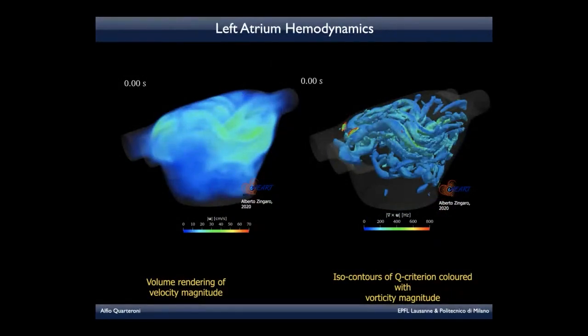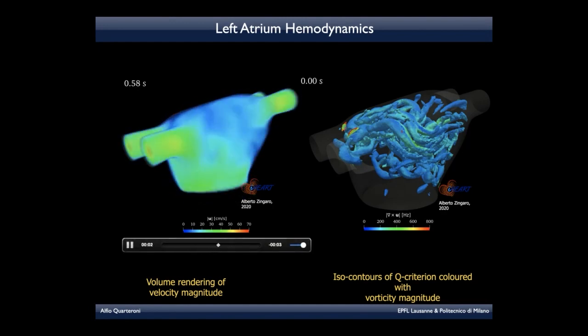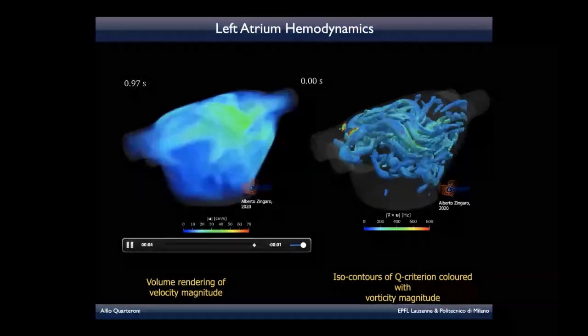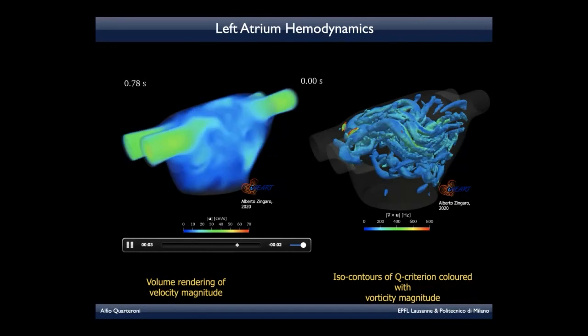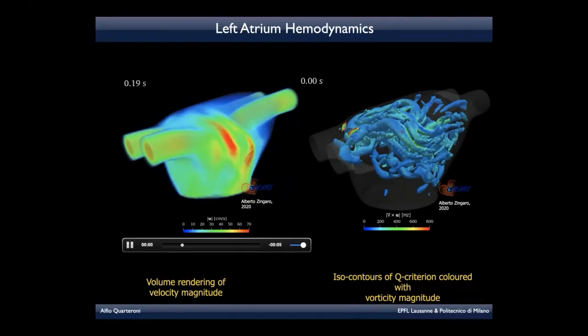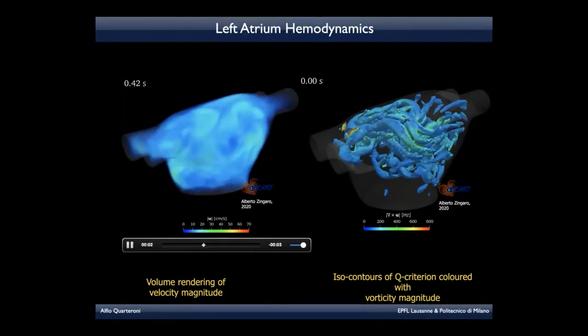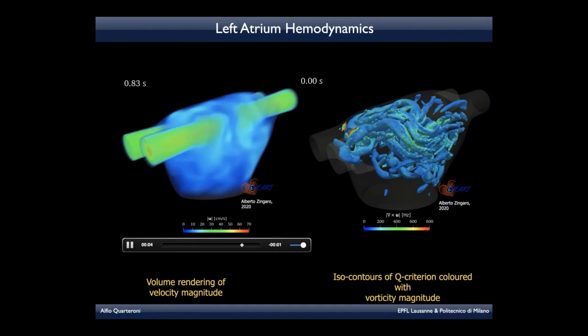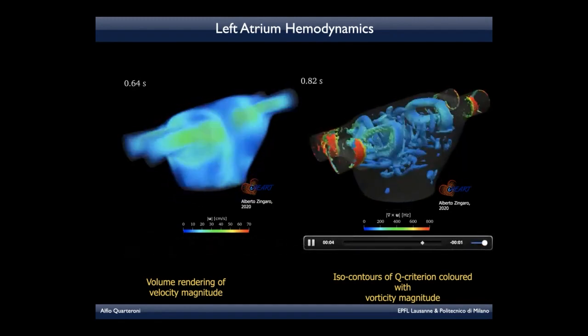This is yet another simulation that we have. This is fluid dynamics. This is still the left atrium. And what you see here is the way blood flows into our left atrium. Again, this is a healthy heart. This blood entering through the four pulmonary veins. It enters into the left atrium. And what you see on the right are the vortical structures that are generated.